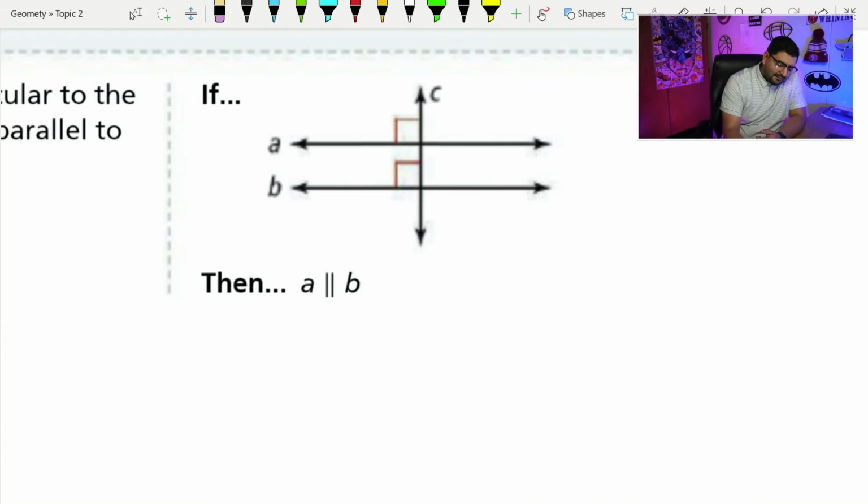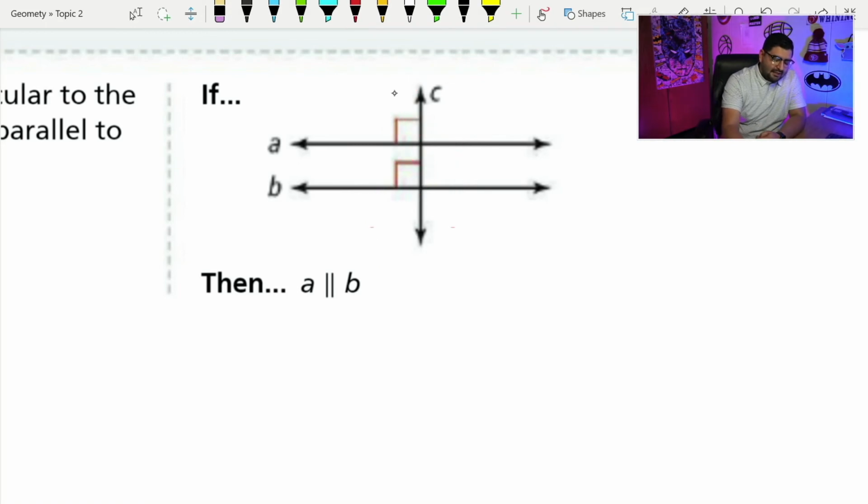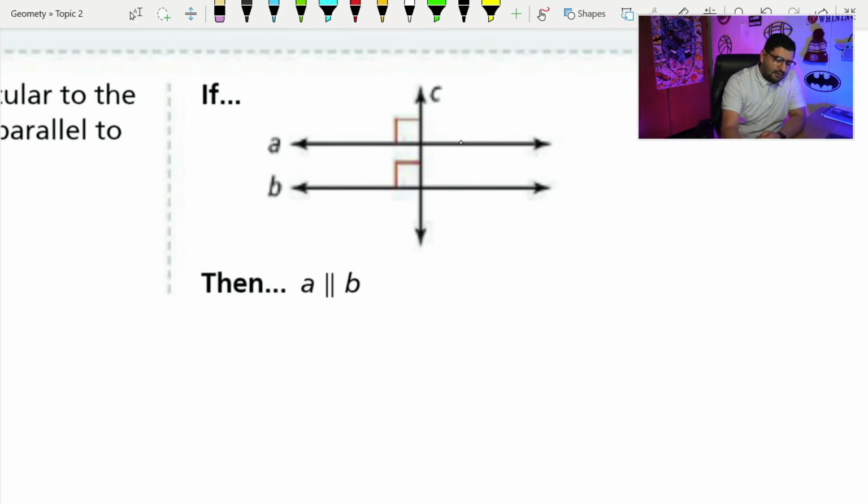If I have two lines that form 90-degree angles with the same line, then I know that lines A and B have to be parallel. Okay? So if I have two lines, they get cut by another line and they form right angles, then I know that those two lines that were cut have to be parallel.